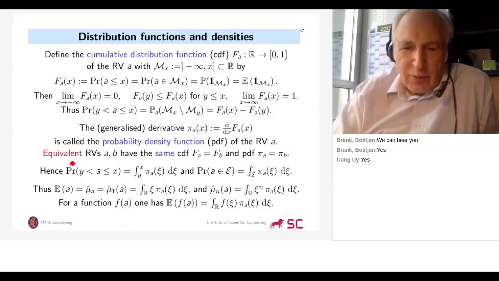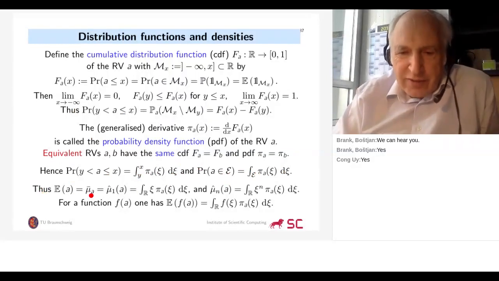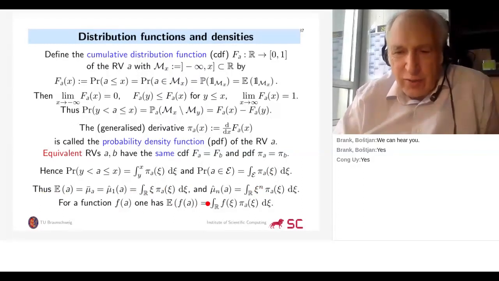So we can compute this here, which was here now, by integrating over the density from y to x. And the probability that A is in some set E is just the integral over the set E of the density. And this means that the expected value is this here. You take c times the density and integrate over the reals. And the higher moments by taking c to the power n and so on. And for any function, you can compute the expected value of the function now in this way by integrating the function times the density.